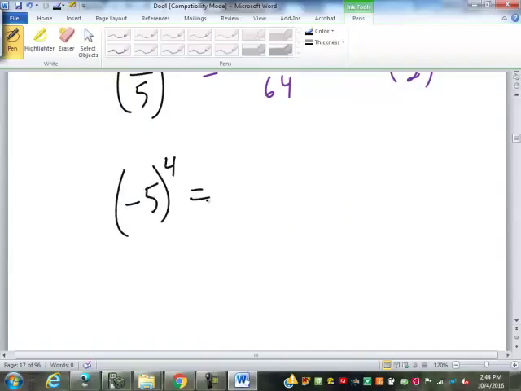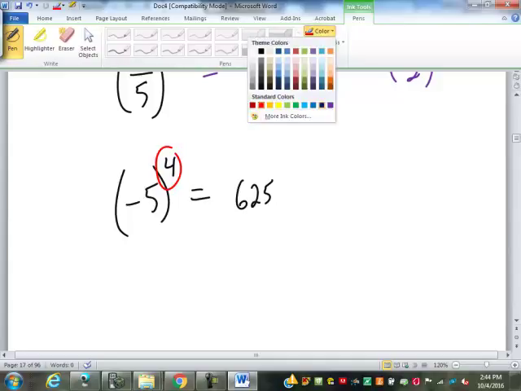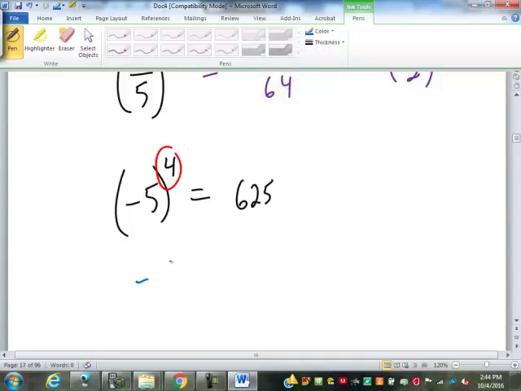Without calculating this, -5 to the power of 4. Can you tell me, is that going to be positive or negative? Why is it going to be positive? Because it's an even power. Even powers are always going to be positive no matter what the number is that we start with. So if I have -7 to the power of 3, that's going to be negative because it's an odd power. Odd powers on a negative number give a negative result. So that's going to be negative 343.